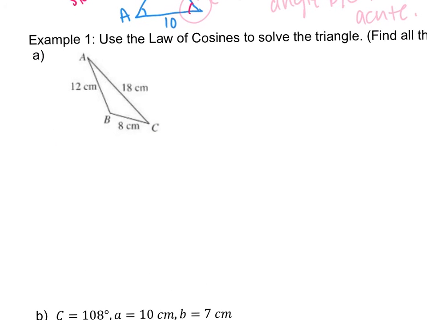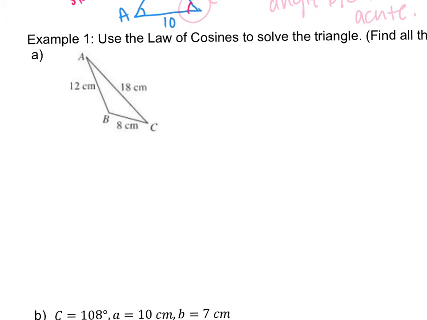So example 1, you're given all the sides. So you are given a side, side, side triangle. And you're asked to solve for it. So you have to find all the sides and all the angles. So as I always say, make a list and organize what you're given so you can keep up with things here. So you're given all the sides, so we can fill that part out.